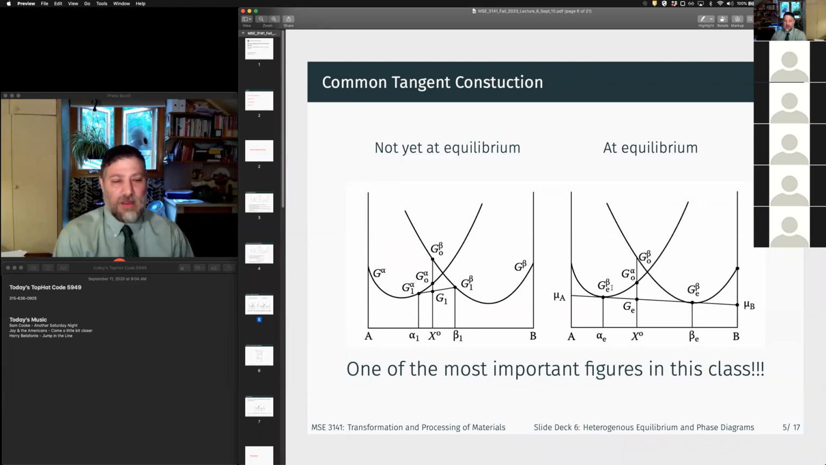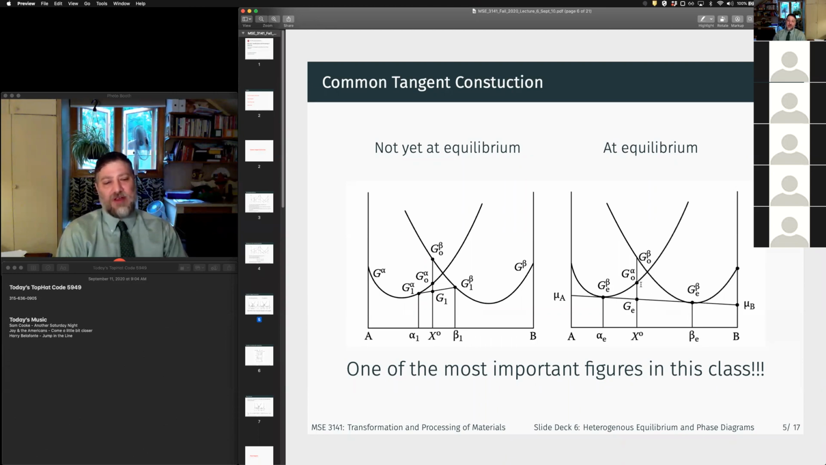Yeah, right. So what you have is the free energy of your solution after your heterogeneous material is going to be given by this point here, GE.